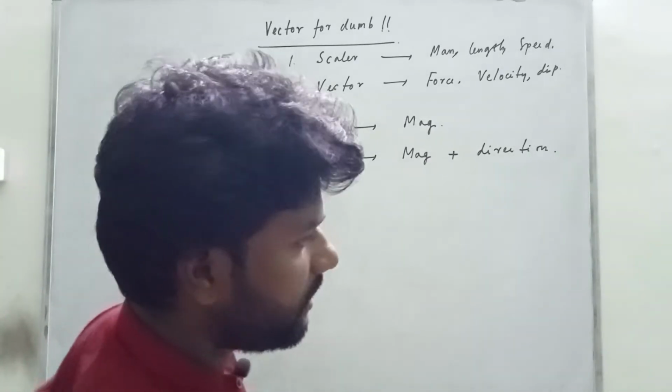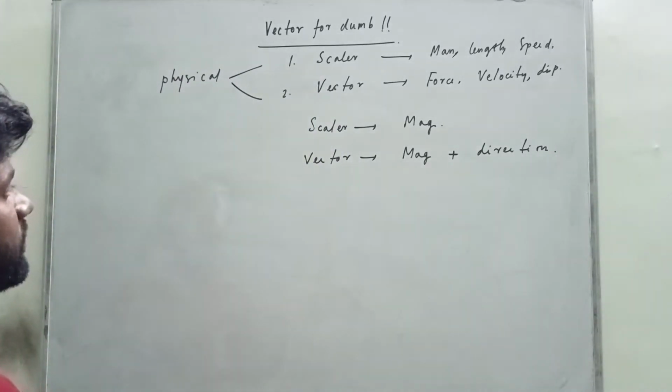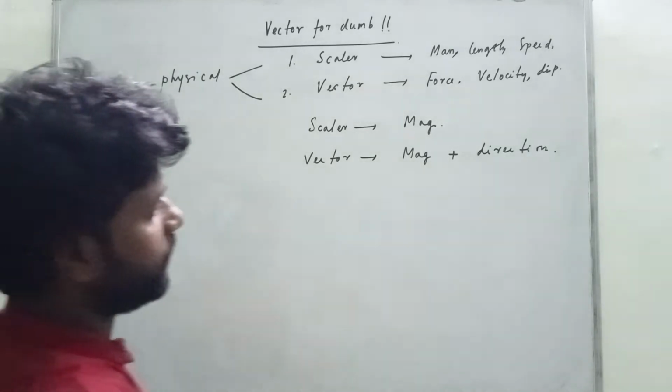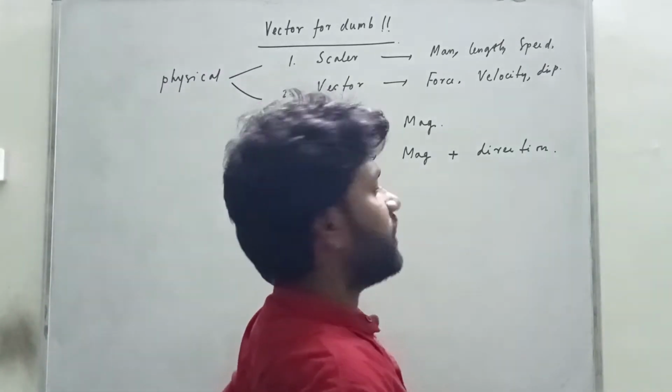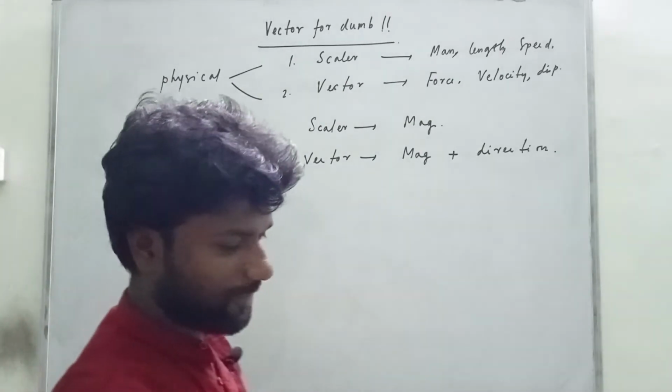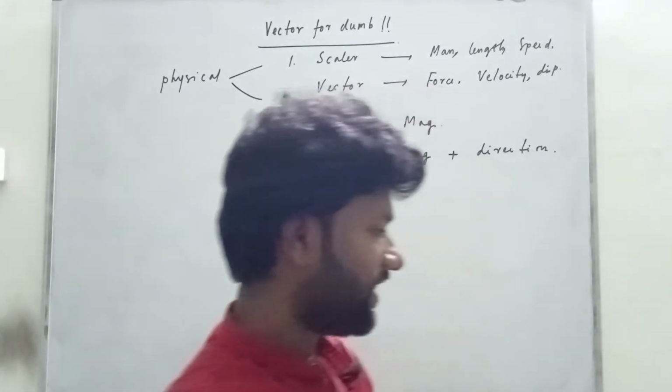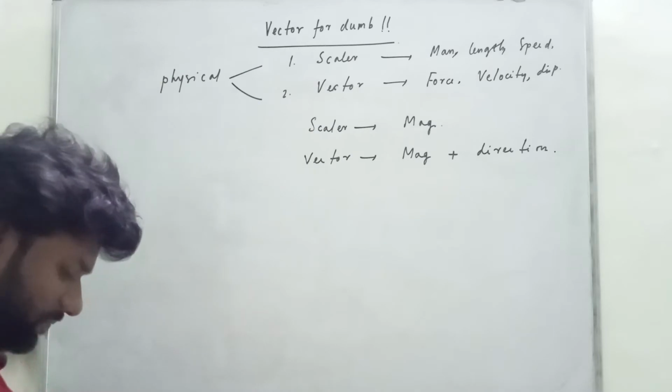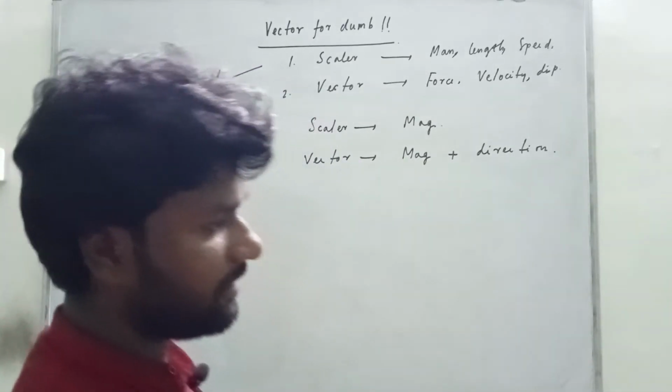Okay, so that is your class 9, 10 sense of scalar and vector quantities. But it is not a sufficient definition of scalar and vector, right? So, what is the actual definition?